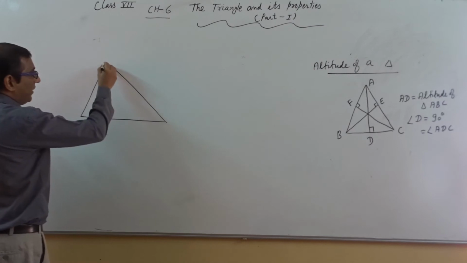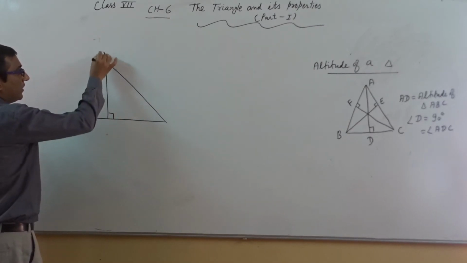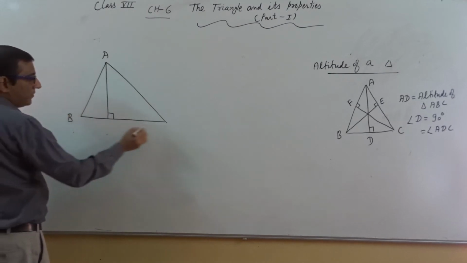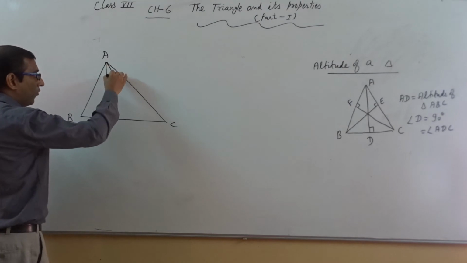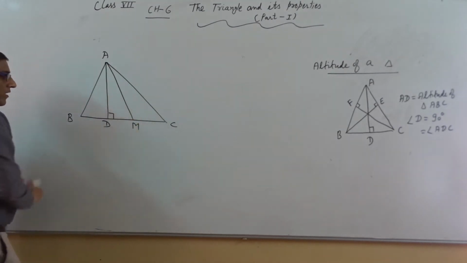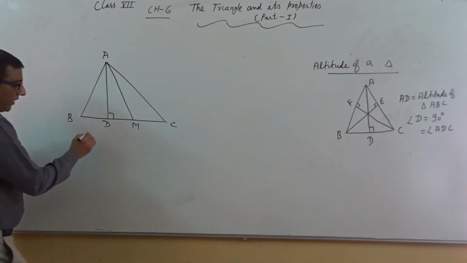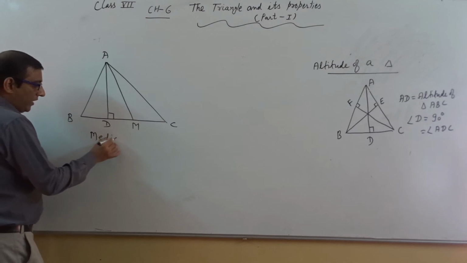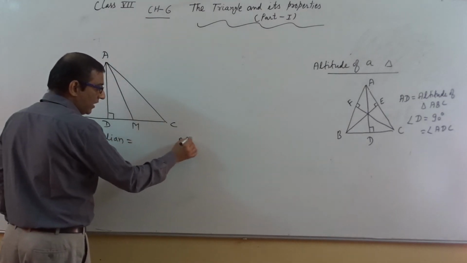So if I am saying this is a triangle ABC and this is the D point, and one more line segment is there, that is M. Then how can we identify what is AM or what is AD? Or we can say we have to identify in the given figure what is median and what is altitude.